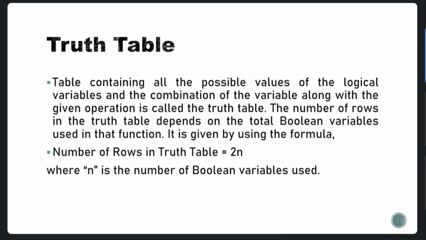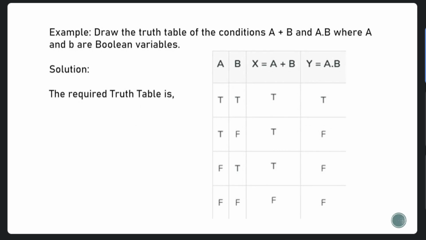It is like our computation of weights: weight 0, weight 1, or 2 exponent of 0, 1, 2, 3. That is the formula for the truth table. Example: draw the table of the conditions A plus B and A dot B, where A and B are Boolean variables. Solution: the required table is as follows.